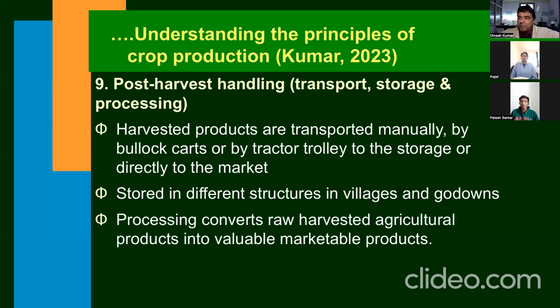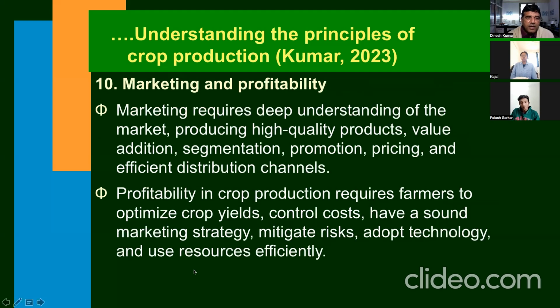Bins banate hain, bade bins bante hain. They are made up of aluminum or iron or steel. Bins. Pusa bin is one of them. Processing converts raw material into valuable marketable products. So some processing can be done at farmer's end.